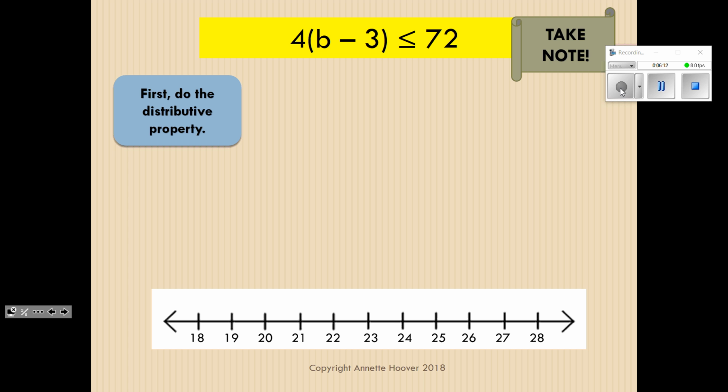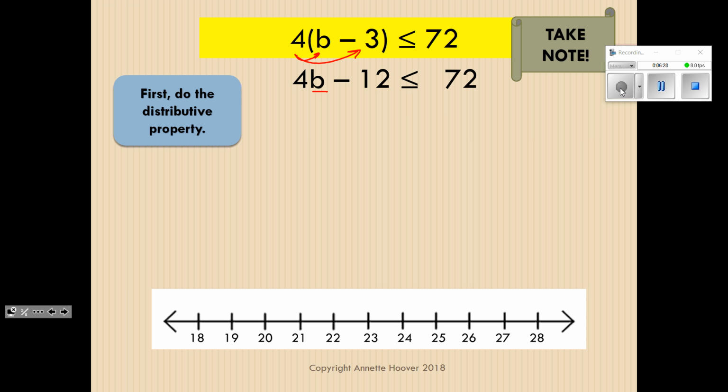Look up here on the left side. You will see that again we have the distributive property. We have 4 times b, and 4 times negative 3. 4 times b is 4b. 4 times negative 3 is negative 12. Now we have our two-step inequality.